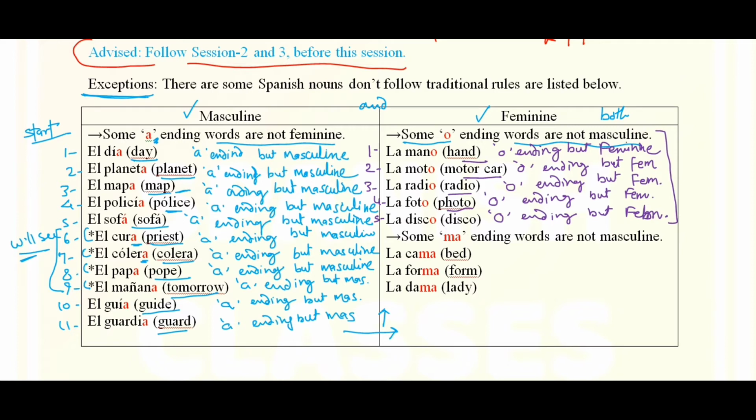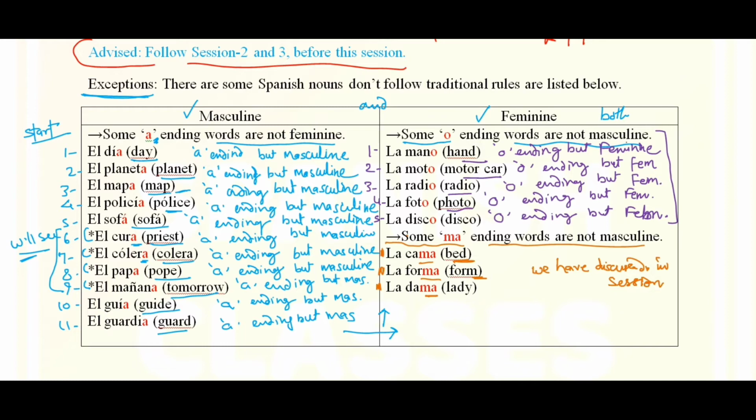And we have studied in our previous session that MA ending nouns are masculine. But here also we have some exceptions. There are several words written down. You can see these are MA ending, but their nature is feminine. In this chapter, we'll find some exceptional nouns which don't follow the traditional rules. First example is la cama. It means bed. Second example, la forma, MA ending, it means form. Third, la dama, MA ending, it means lady. So we have MA ending, but these are feminine nouns.